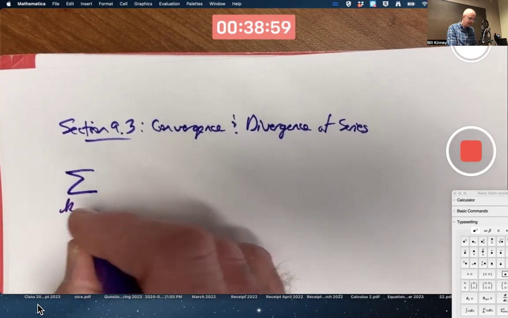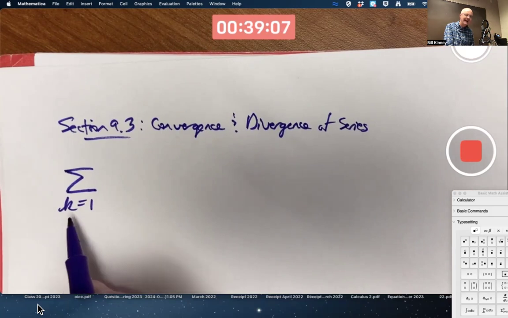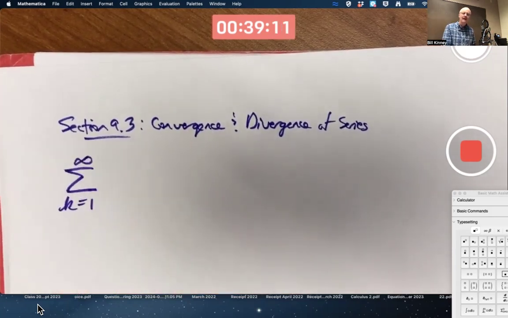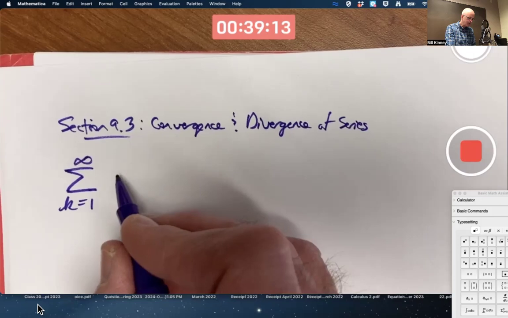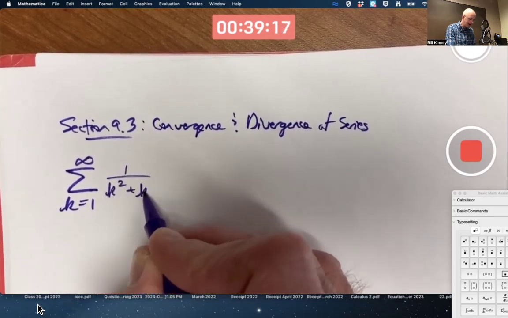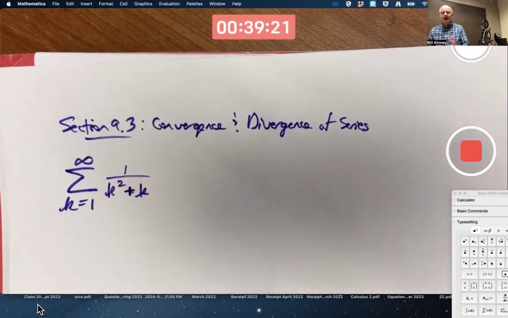I'm going to use K as the index of summation. The book often uses N, but I have a pedagogical reason for using K. And again, I make my lowercase k's cursive. That is a K. Summation K goes from 1 to infinity of 1 over K squared plus K. Kind of a strange looking thing. I'm picking this example because it's doable. It's a nice example to illustrate ideas.